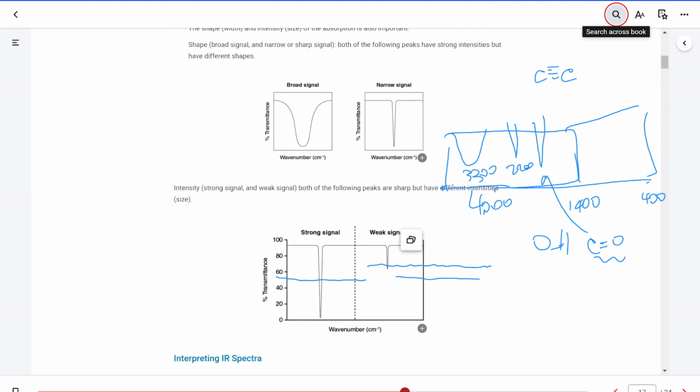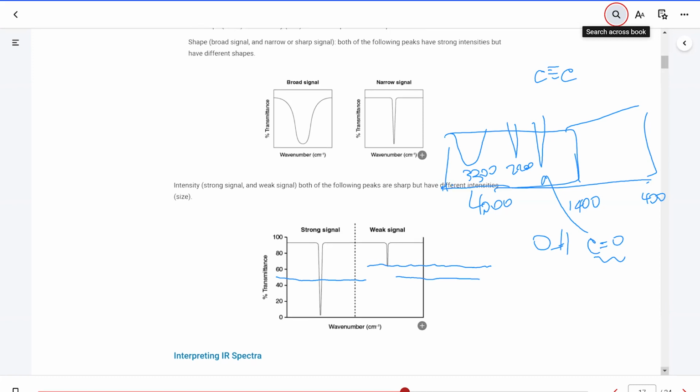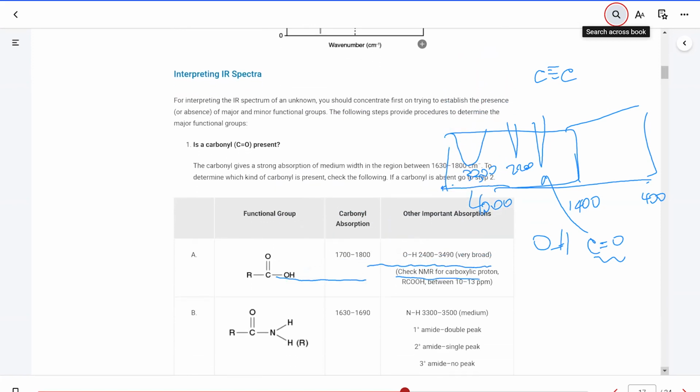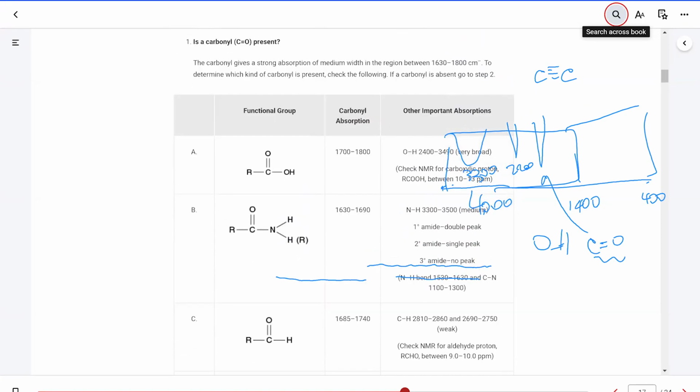A strong signal versus a weak signal: the absorption detected increases with the polarity of the molecule. Polar bonds are going to have stronger signals, and non-polar or less polar bonds are going to show weaker signals. To interpret an IR spectrum, we are just going to follow a few steps.